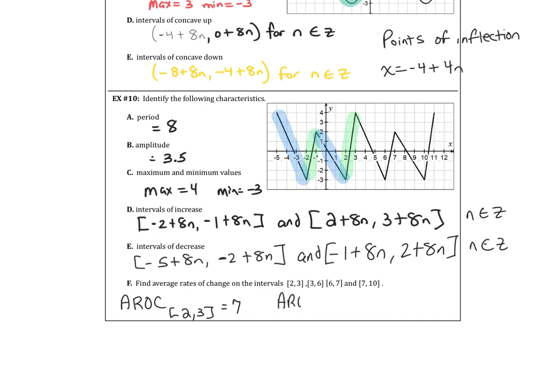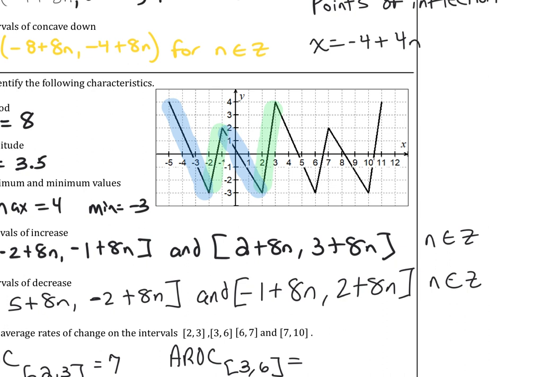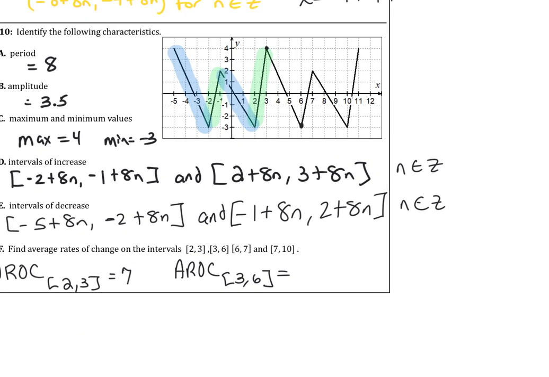If we do the average rate of change from 3 to 6, going from x equals 3, which starts at a y value of 4, to 6, which is a y value of negative 3, what happens is, remember, it's the change in y over the change in x. That's going to be a change of minus 7 over a change of 3. Average rate of change there is negative 7/3. Average rate of change from 6 to 7.